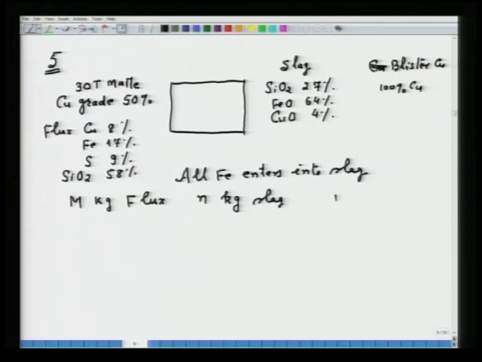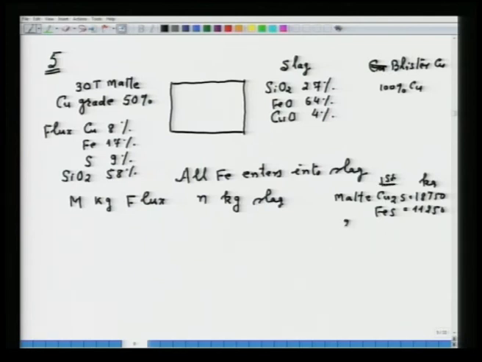Now, say the matte, Cu2S from the first charge is equal to 18,750 kg, and FeS of the first charge is equal to 11,250 kg. That is the first charge.